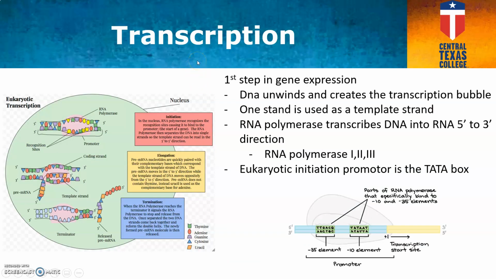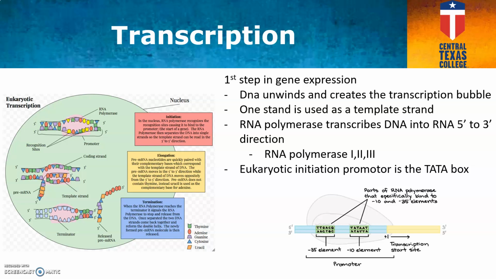Okay, so for transcription, that's the first step in gene expression. DNA unwinds and creates the transcription bubble, which is seen right here. One strand is used as a template strand. RNA polymerase transcribes DNA into RNA in the 5' to 3' direction. And there's 3 different complexes. There's RNA polymerase 1, 2, and 3.